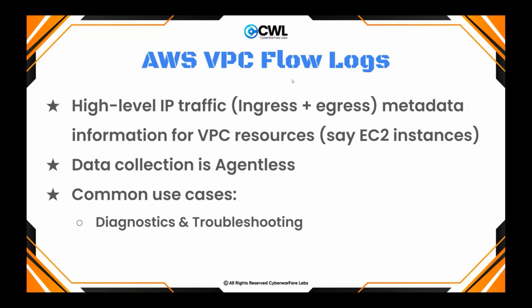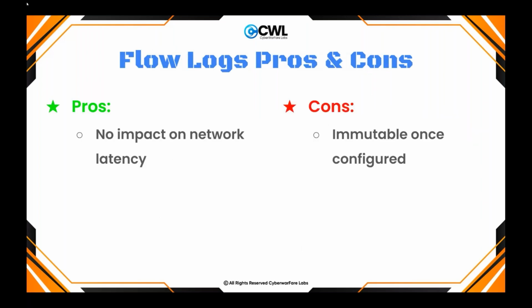Anyway, some of the common use cases for VPC flow logs: you can use them for diagnostics. Let's say you are having some issues connecting to outside networks, or some network connectivity issues, you can debug it using the flow logs. You can also perform intrusion detection or anomaly detection based on these flow logs, because they give you very good insights about whatever traffic is coming into your resources or going out from your resources. And some of the pros and cons of VPC flow logs we will be seeing in a couple of slides.